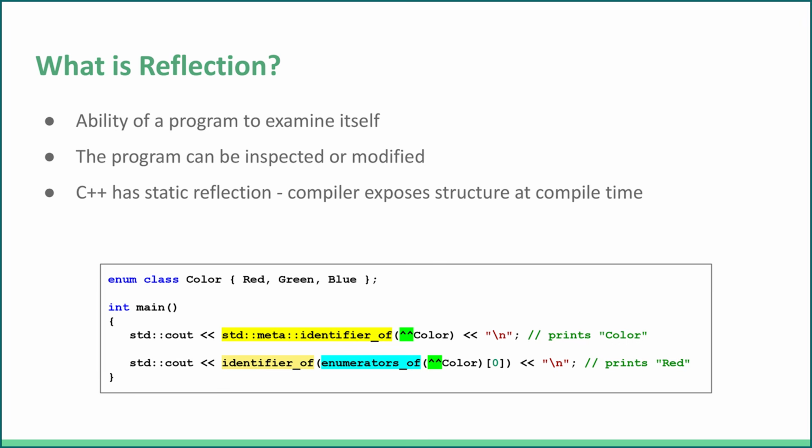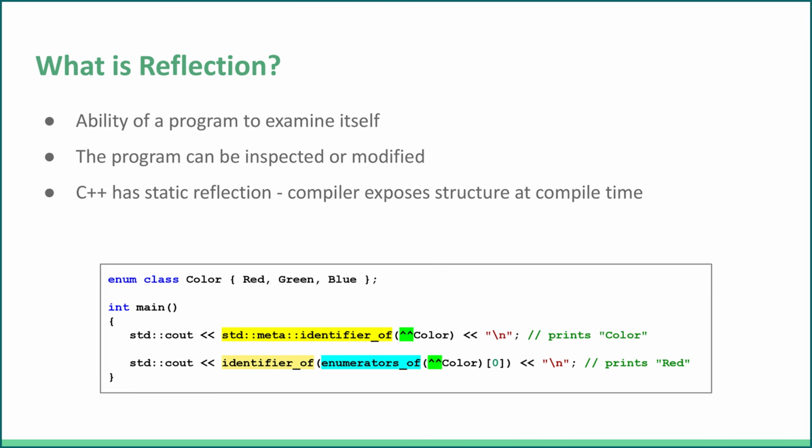I have an enum called color. It's got three colors, red, green, and blue. In the first line, what I'm doing is I'm using the reflection of this enum to get the identifier as a string and print it out as stdout. So this is something that wasn't natively supported pre C++26. And now I can simply print out the string name of an enum or a class or a struct, and various other entities.